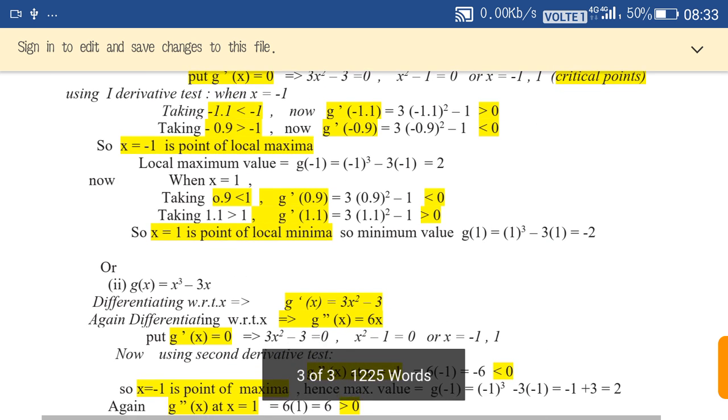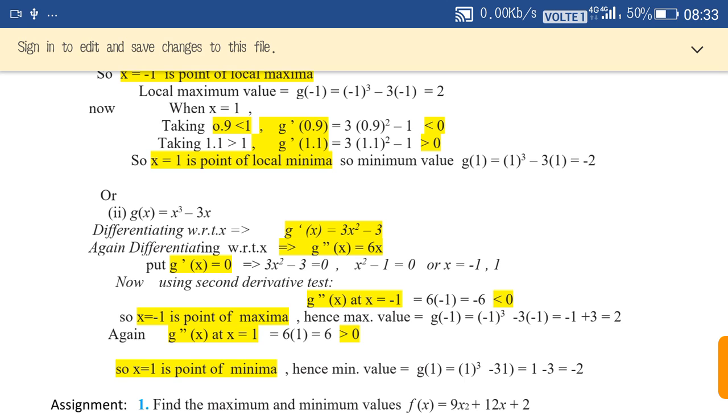Now I am using this concept in the second derivative test also. So what are the steps in this case? You write gx is equal to x cube minus 3x, which is given. Now differentiate it with respect to x. So g dash x is equal to 3x square minus 3. And we are using the second derivative test, it means we will again differentiate it. So we get g double dash x is equal to 6x.